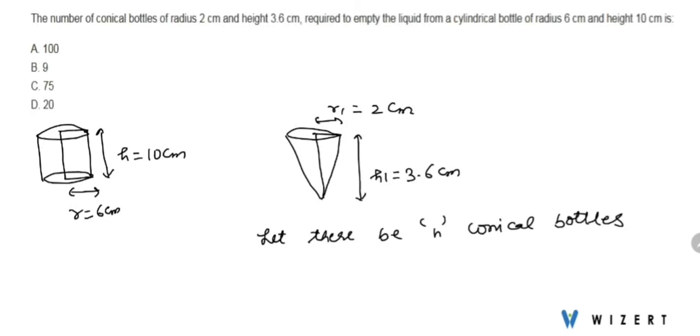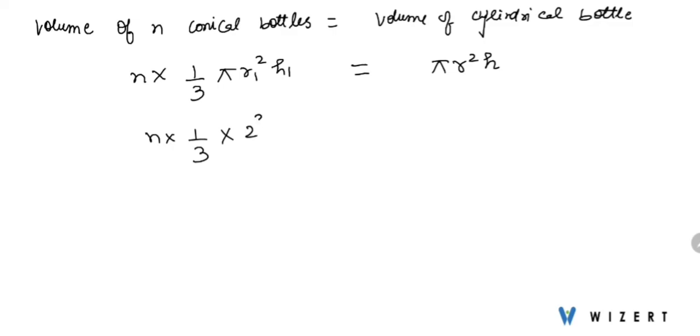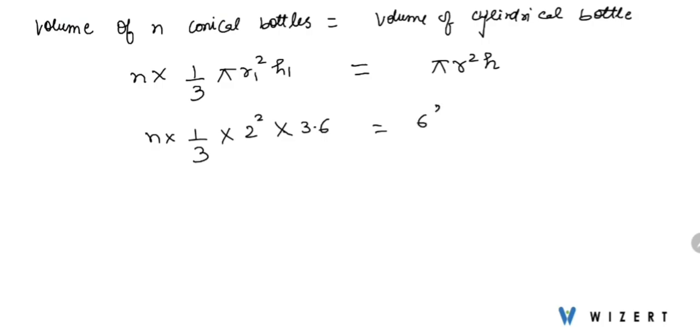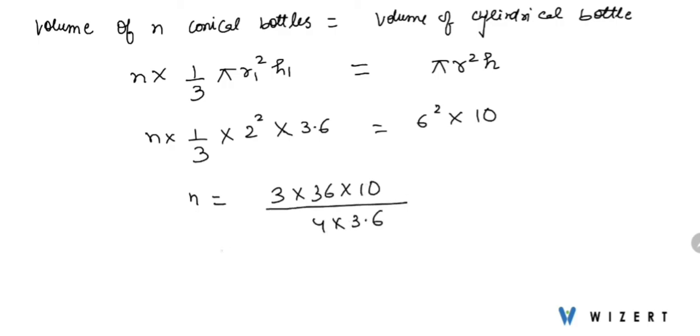Now we can say n multiplied by 1 by 3, pi gets cancelled, and this radius r1 of the cone was 2 cm, so 2 square, and height was given as 3.6 cm. So pi gets cancelled here and the radius of the cylindrical bottle, we can say it is 6 cm, so 6 square, and height is given as 10 cm. So from here we can calculate the value of n as 3 multiplied by 36 multiplied by 10 divided by 4 multiplied by 3.6. If we simplify it, we will get the number of conical bottles n as 75.